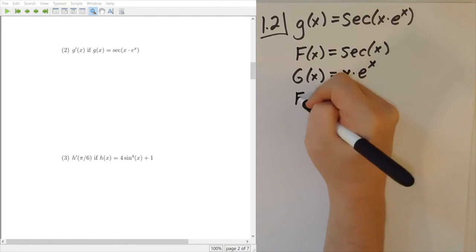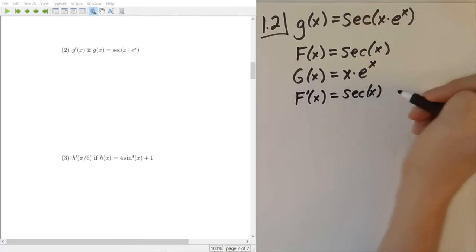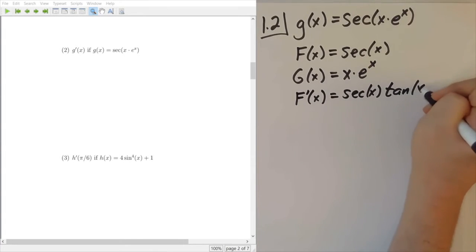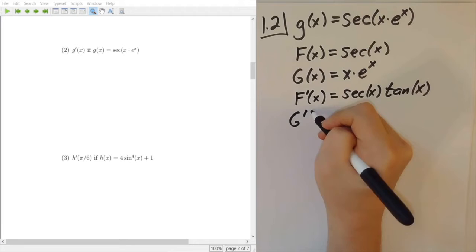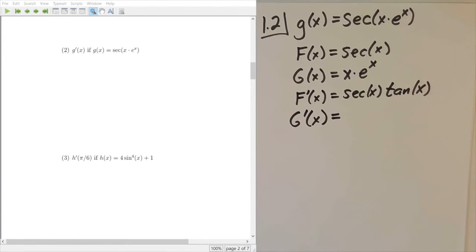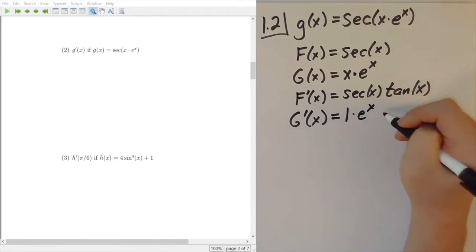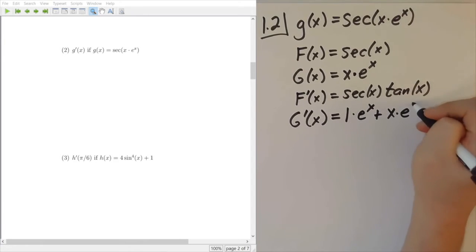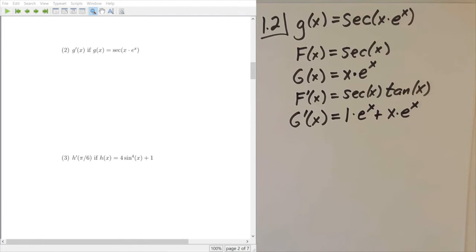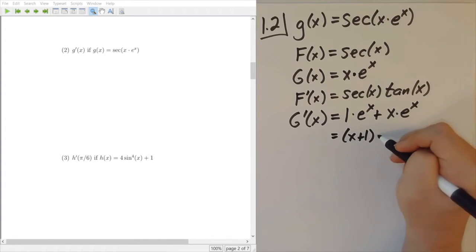So we'll write down the derivatives. So the derivative of secant of x is secant of x tangent of x. And the derivative of x times e to the x. Here's where we need to remember that this is a product, so I need to use the product rule. It's the derivative of the first times the second plus the first times the derivative of the second, like that. Probably I'll go ahead and write that as x plus 1 times e to the x.